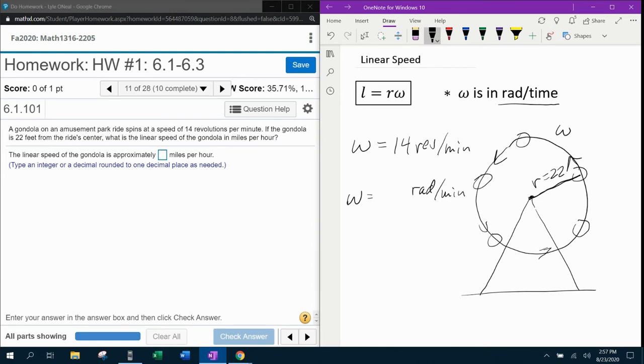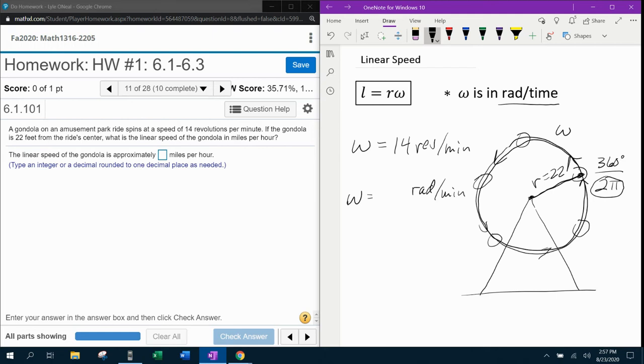So let me ask you a question. Let's say that I'm in one of these gondolas and I make a full trip around the circle. How many degrees did I go? Well, we know that there's 360 degrees in a full circle. That's one revolution. How many radians is that? Well, one revolution is 360 degrees, but that's the same as 2 pi radians, okay? So for every trip around the circle, we're going to travel a distance of 2 pi radians.